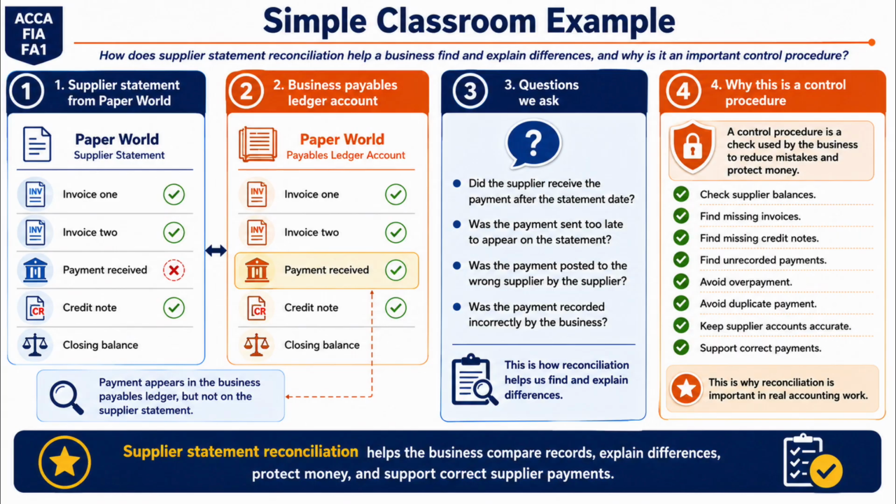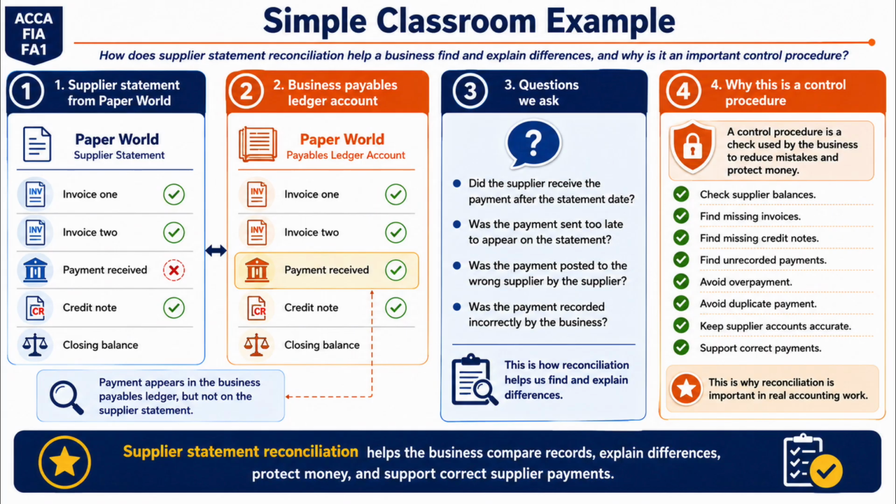Now we ask, did the supplier receive the payment after the statement date? Was the payment sent too late to appear on the statement? Was the payment posted to the wrong supplier by the supplier? Was the payment recorded incorrectly by the business? This is how reconciliation helps us find and explain differences.